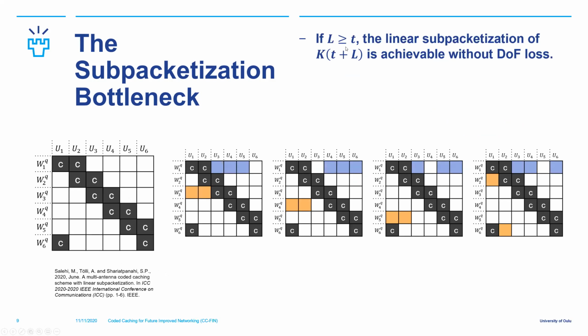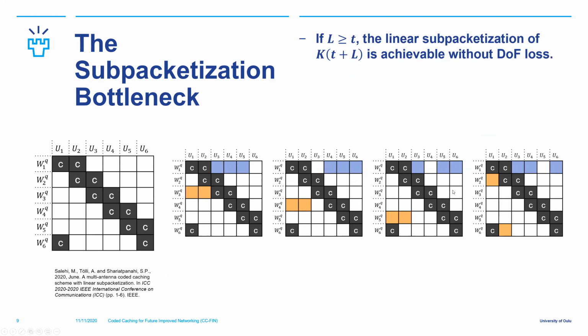We have had this contribution recently that for networks in which L is larger than T, networks with large antenna arrays, we have shown that linear subpacketization of K times T plus L is achievable without degree of freedom loss. And this is a great contribution because we are going from the exponential regime to the linear regime. In order to achieve this, we have used an algorithmic approach.